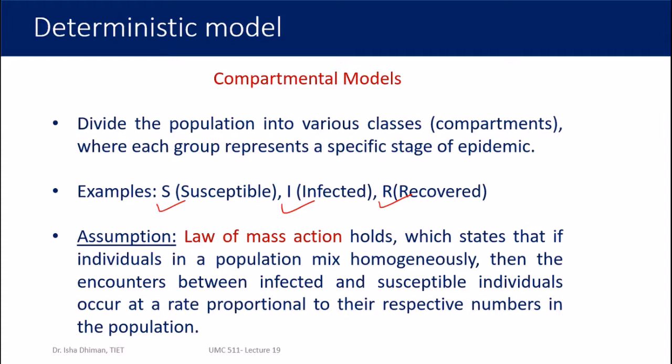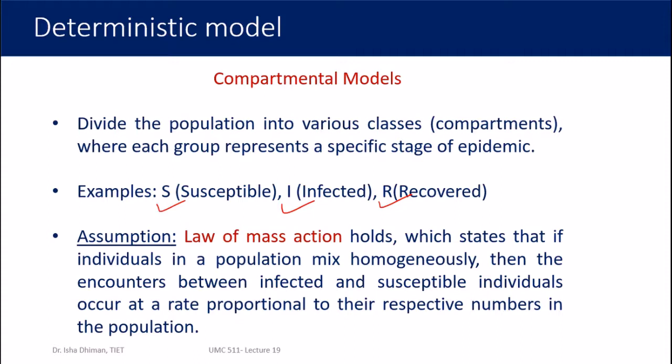S stands for susceptible, I stands for infected, and R stands for recovered. Susceptible means the population which has not caught the infection yet. So the population which is infected and recovered is on one side, while everybody else, who has not caught the infection yet, comes into the category of susceptible, because nobody is immune to this virus. There's an equal probability of everybody catching the virus if all other conditions are the same.